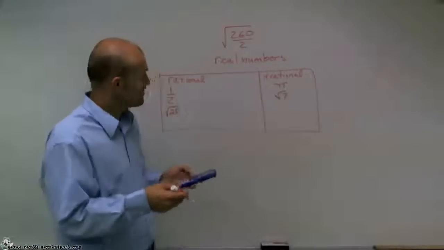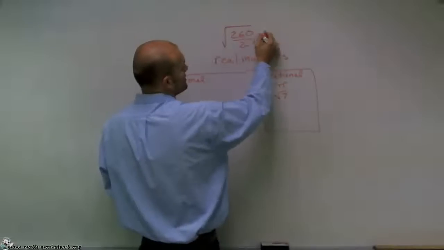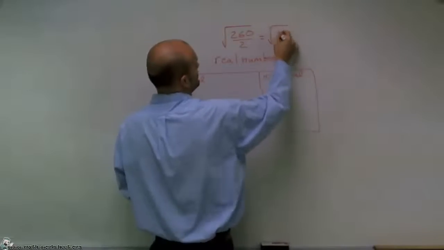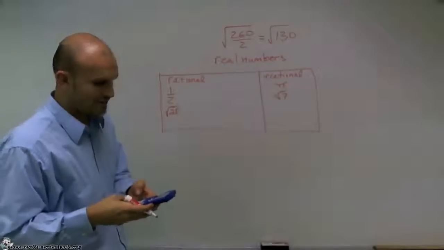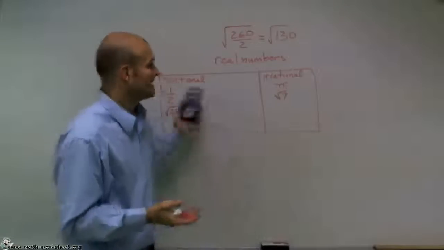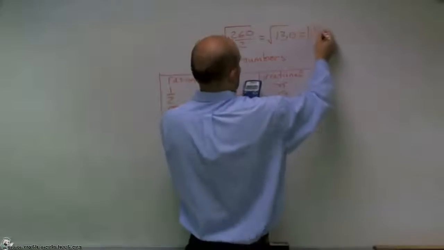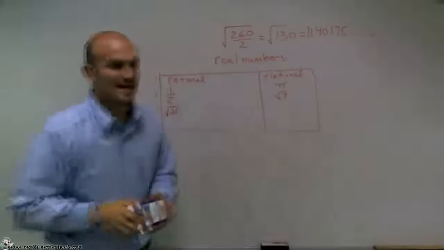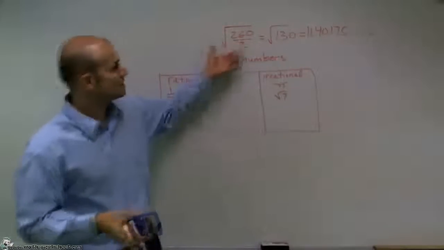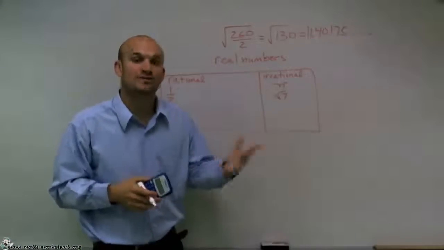So to check this problem out, I'll simply take 260 divided by 2, which equals the square root of 130. So I take the square root of 130, and that's going to produce a decimal. And since that decimal goes on and on and on forever, this is going to be an irrational number. So the square root of 260 divided by 2 is in the subset of irrational numbers.